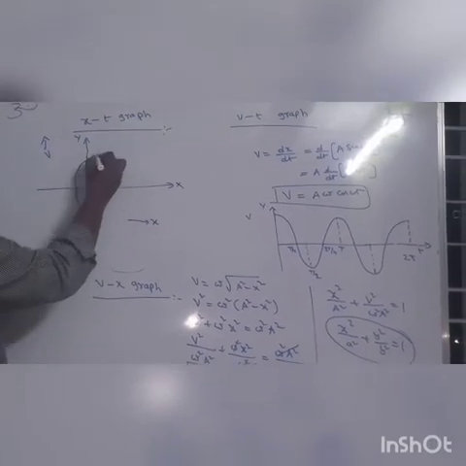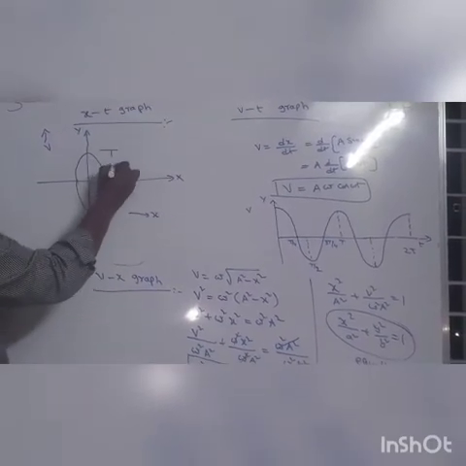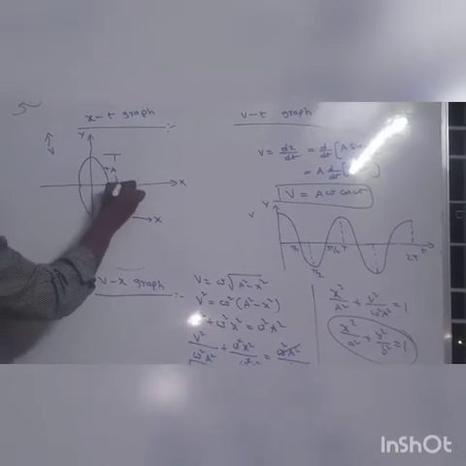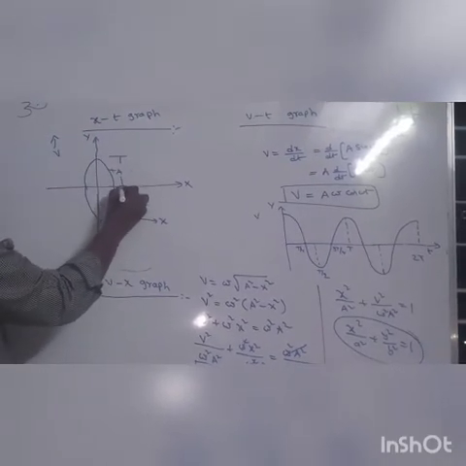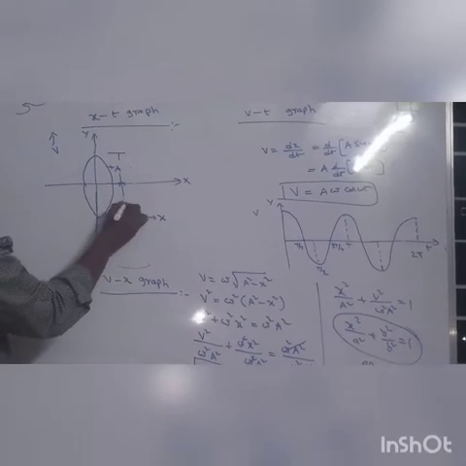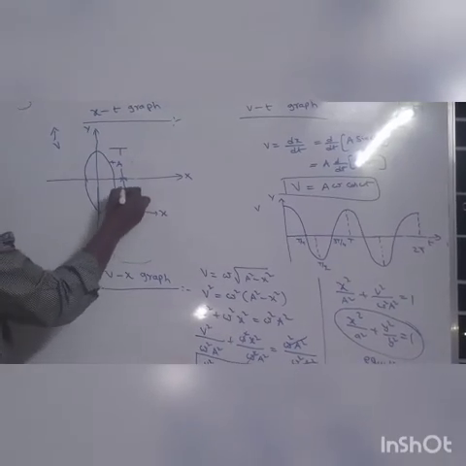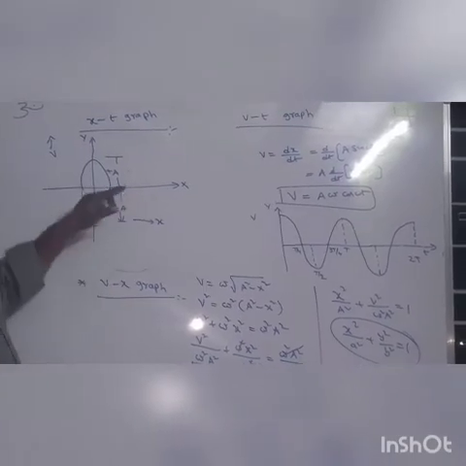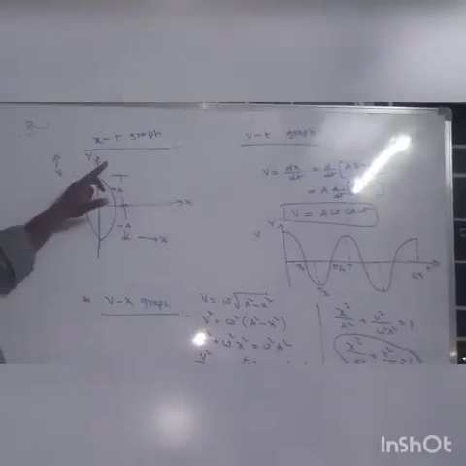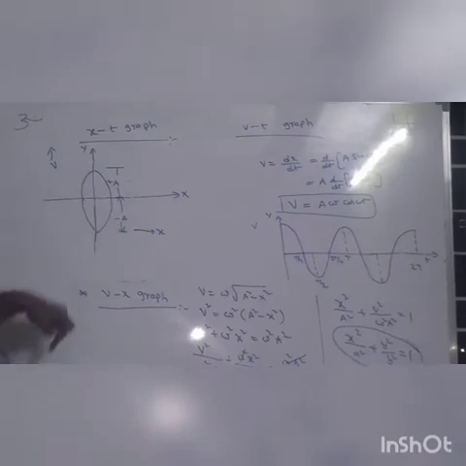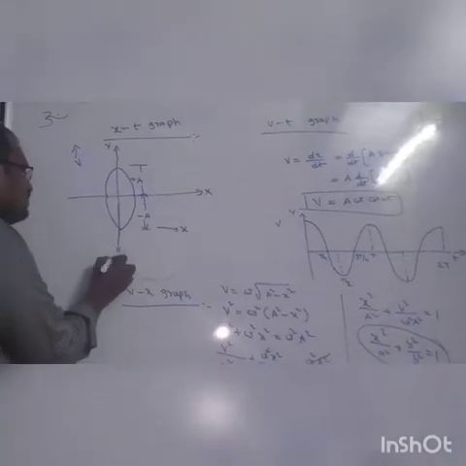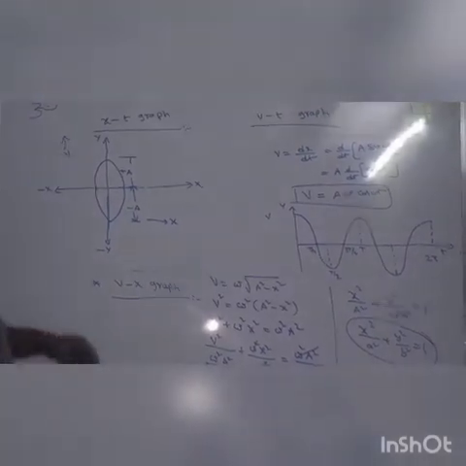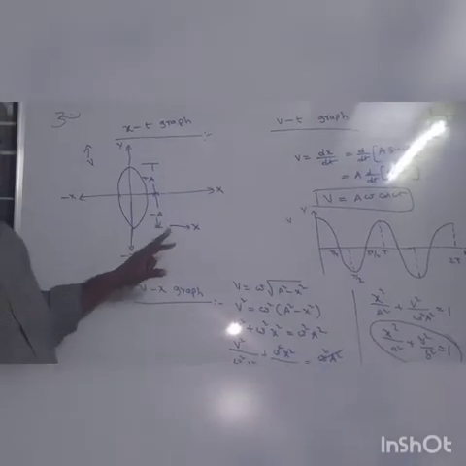And also here the particle has a maximum amplitude, that is plus a, and also this has a minimum amplitude, that is minus a. That means between the positive x and y axis it has a maximum amplitude, that is positive amplitude. Between the positive x and negative y axis it has a negative amplitude. So that's why the velocity-displacement graph is an elliptical path.